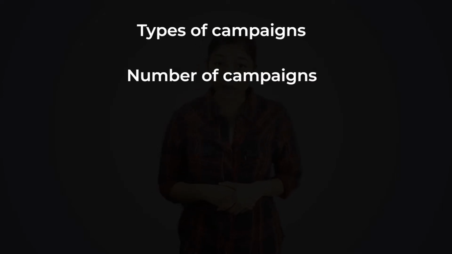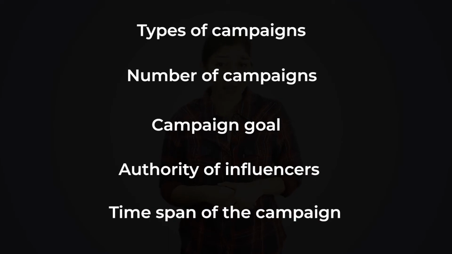You will decide your budget on the types of campaigns, the number of campaigns, your campaign goal, the authority of influencers, and the time span of the campaign. Everything needs to be taken into account while deciding your budget. If you have a good budget for your campaigns, you can approach a big influencer, run more campaigns, but if it's not, then you have to decide to go with more precise planning and allocation of your budget.